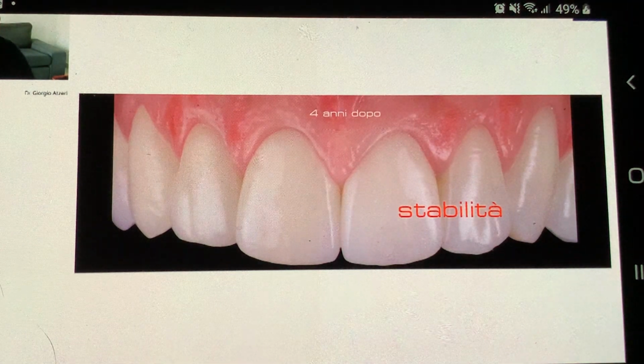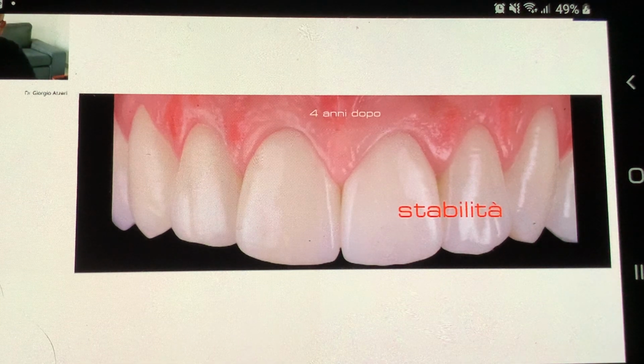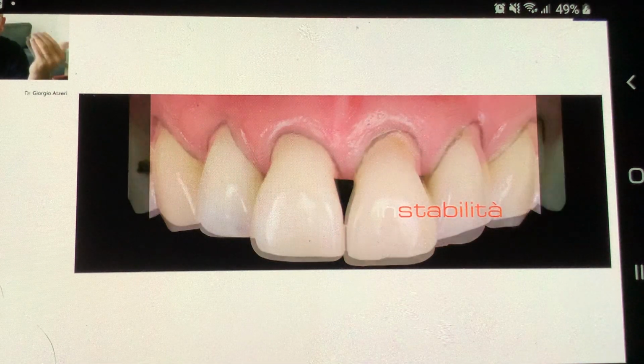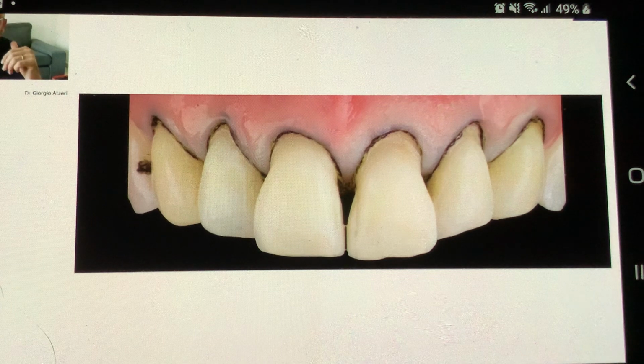And here you see after 4 years, the patient, even though there are some small traumas from brushing, there are no recessions and no recurrence. This is what we can do in a periodontal case like this. So we don't change, we don't prepare the tooth in the subgingival margin.